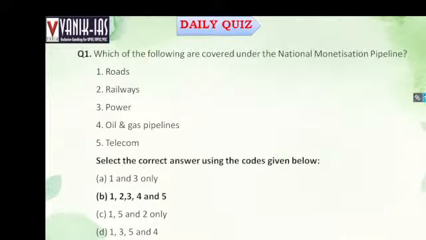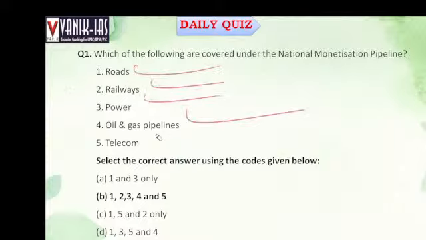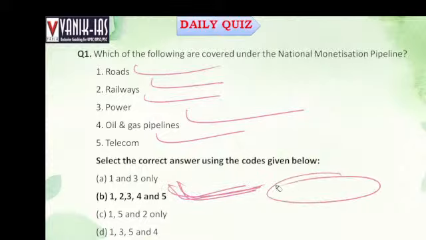Okay, let's discuss the objective questions. Which of the following are covered under the National Monetization Pipeline? Roads, railways, power, oil and gas pipelines, telecom. All the sectors are covered under the National Monetization Pipeline. Right? That is the utilization of existing government resources.